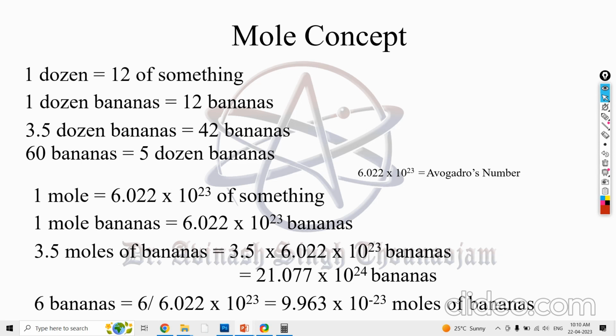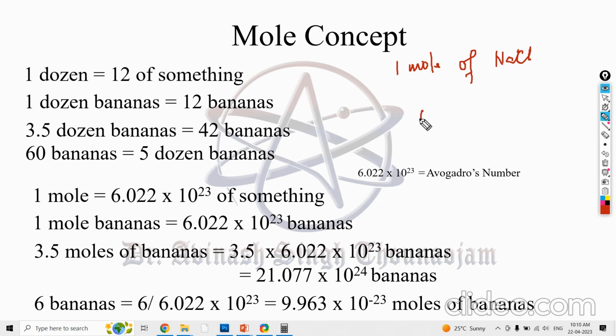A mole is an Avogadro number. So let's say if you talk of 1 mole of NaCl molecule, NaCl molecule. What does it mean? Nothing.